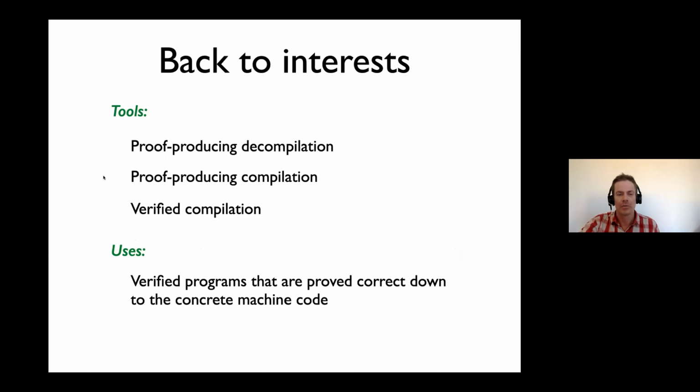And what are the uses of these? Well, to verify programs that are proved correct down to the concrete machine code, and examples of that are verified checkers. They're very good examples of things that one can verify, because they have a clear specification that one can state, and it actually has some value to verify them, because then you can trust your checker even more if it's verified like this.